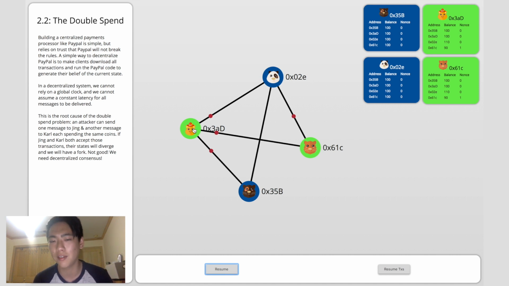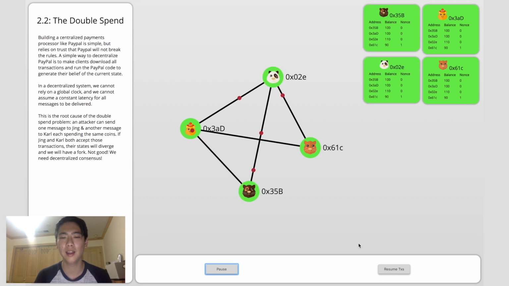And once Alice received the message, she accepted it. She added the transaction to her balance. So Carl lost $10, and $10 was paid to Jing. And then Alice will propagate that message to all of her peers. So if we resume this, we can see everyone receives the message, and then everyone agrees on state again, which is represented in the simulation by color.